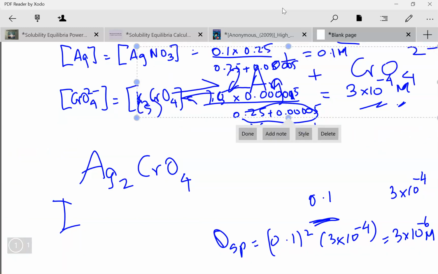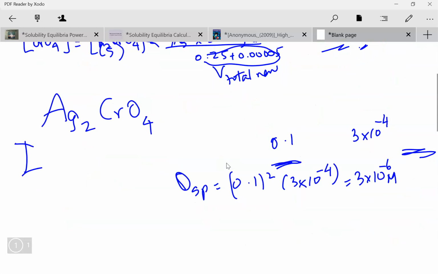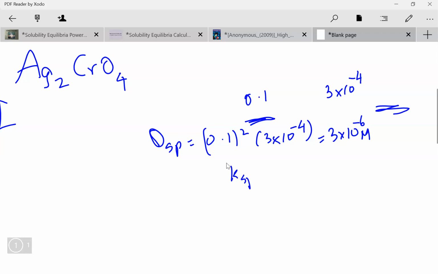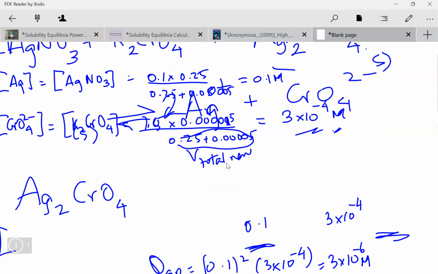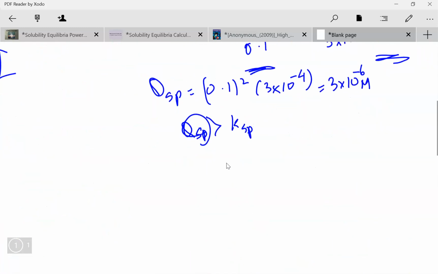very, whoops, undo, I can't undo. Oh well, we don't need that. QSP is greater than KSP, and therefore a precipitate will form. That means there's too many ions present because my QSP is too high. Oh, I lost that. Where were we? There were too many ions present, so my reaction had to switch left, or move to the left where there was a solid precipitate waiting to form over there. So that's why a precipitate will form.